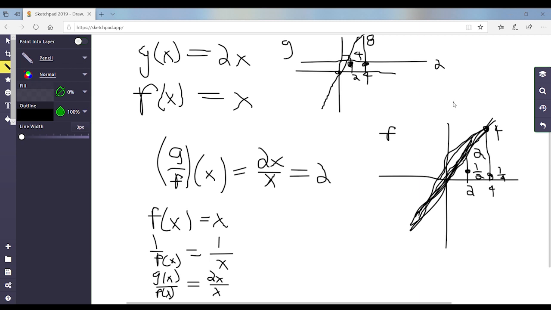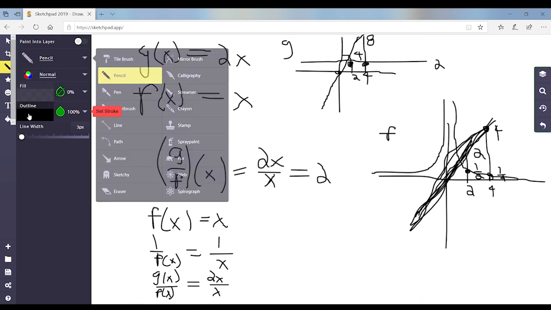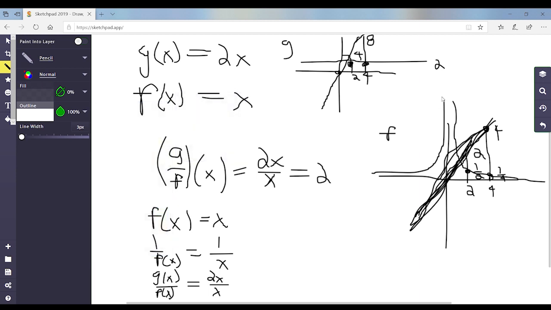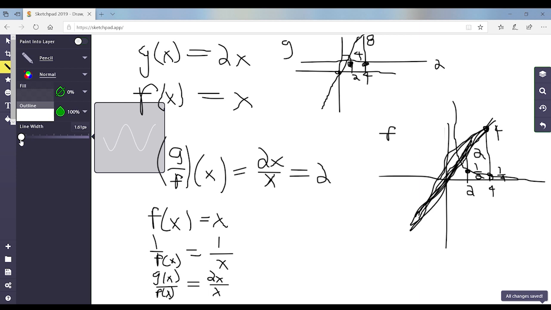And we get... oh, sorry, I made a mistake. See, what the graph will look like is not what I just did. Okay, sorry, let's redo that.